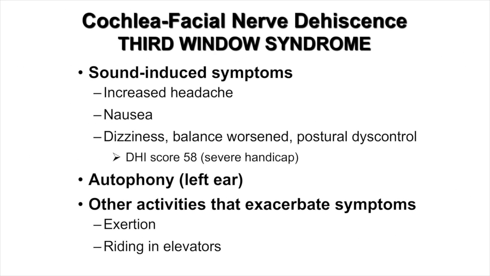At the time of his initial evaluation, he did have third window syndrome symptoms. Loud sounds would increase his headache, produce nausea, and also dizziness. His balance would worsen, and he had difficulty walking and standing. His dizziness handicap inventory score was 58, representing a severe handicap. He also experienced left-sided autophony. He had other activities that he noted would worsen his symptoms, including exertion and riding in elevators.